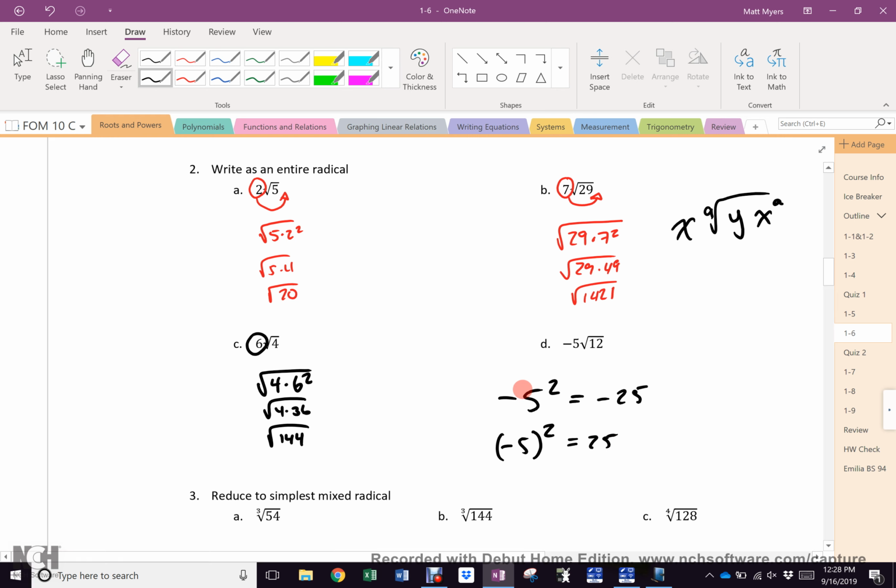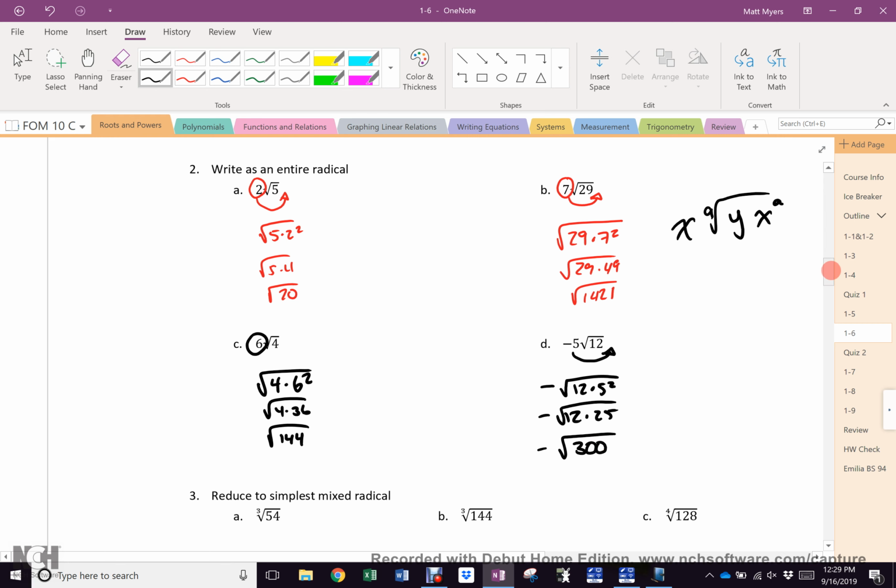Right. There's no bracket up here, so this negative isn't part of it, is it? So, there's no bracket here, is there? So what's going back under there? The negative or just the 5? Just the 5. So this is negative root 12 times 5 squared, which is negative 12 times 25, which is, of course, negative root 300. Yeah, everybody got it?